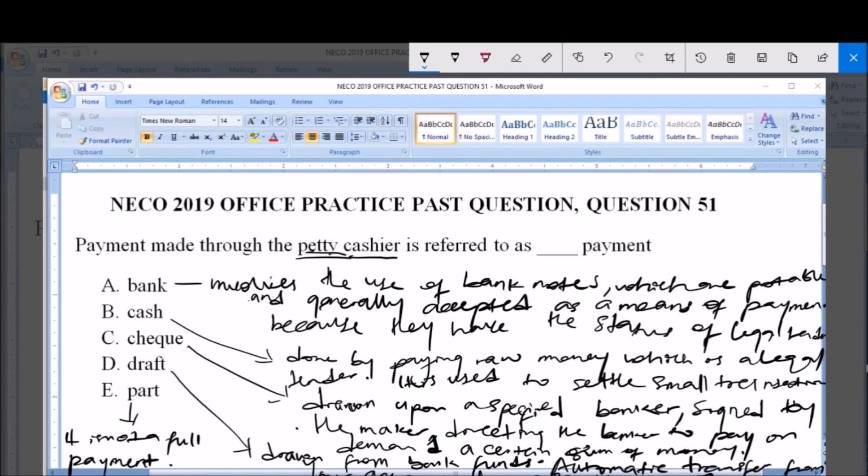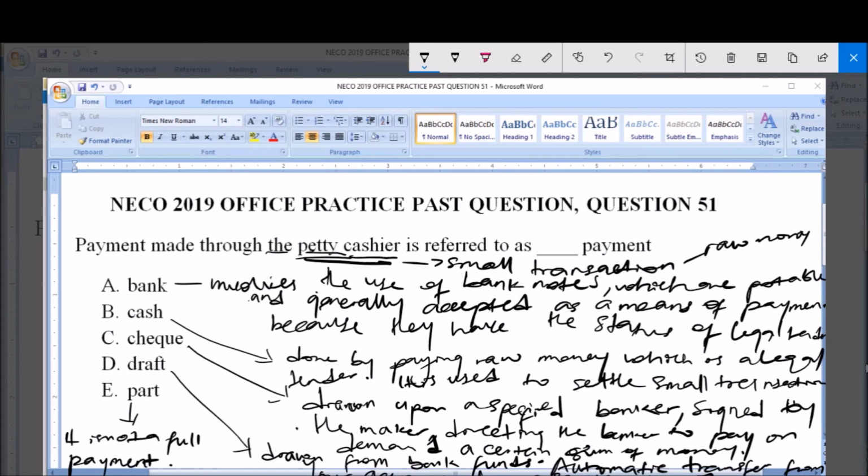Now the question says payment made through a petty cashier. Now I want you to understand that petty cashiers are what? Small transactions. Petty cashier payments are small transactions, and this involves the use of what? The use of raw money, which is a legal tender. Now you agree with me that what?